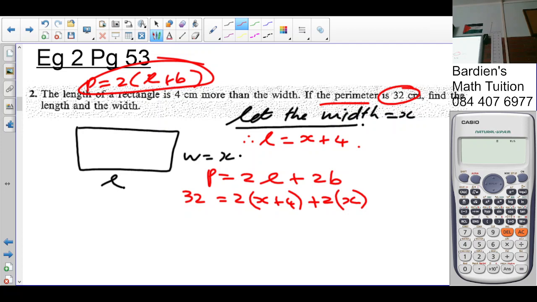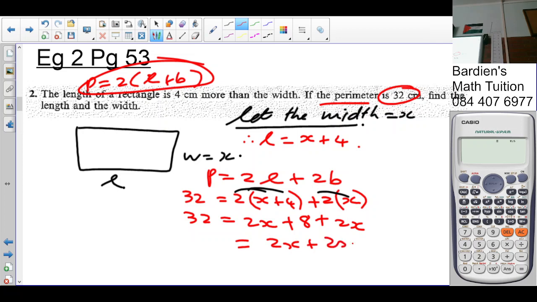Okay. So what do we do now? Get rid of the brackets. So 32 is equal to 2 times x, 2x. 2 times 4, 8 plus 2x. You all understand? So what do I do now? Solve for x. Numbers one side, variables the other side, so it's 2x, they get over, becomes 32 minus 8. What is 32 minus 8? Sorry? 24. So 2x plus 2x is 4x. So x is equal to 6.